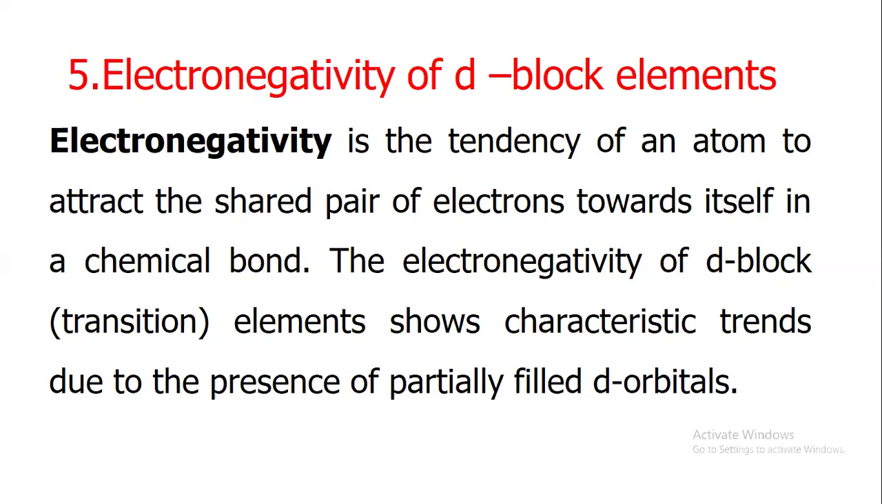Okay, electronegativity of d block elements. Electronegativity is the tendency of an atom to attract the shared pair of electrons towards itself in a chemical bond. The electronegativity of d block elements shows characteristic strengths due to presence of partially filled d orbitals.